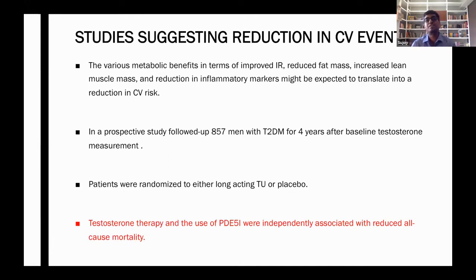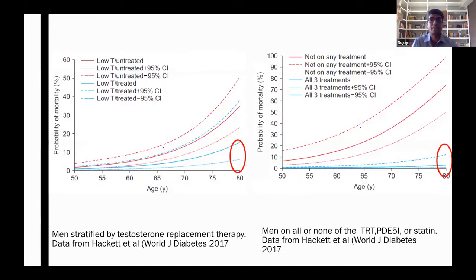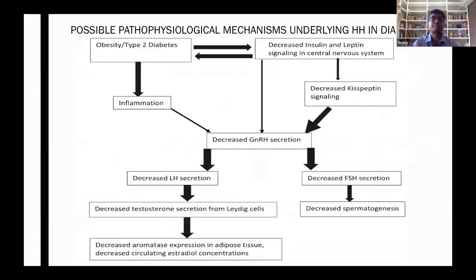So there are studies suggesting reduction in CV outcomes as well. This is one of those studies, a prospective study of over 800 people who were randomized to either testosterone or placebo. It was shown that testosterone therapy and the use of phosphodiesterase inhibitors was independently associated with reduced all-cause mortality. This is that particular study which looked at individuals with low testosterone, and what happened to them if you treated them with three options, that is testosterone, phosphodiesterase inhibitors, and statins, and you can see that there is significant benefit.